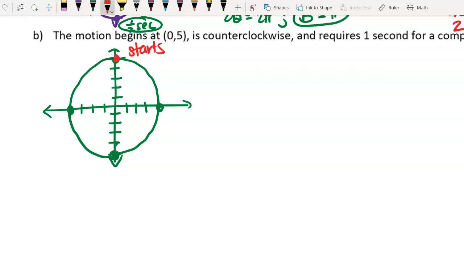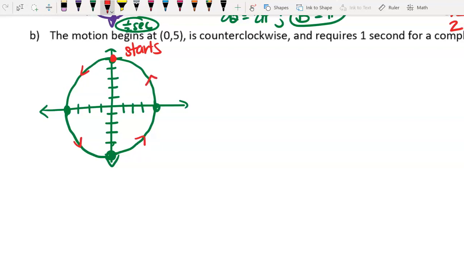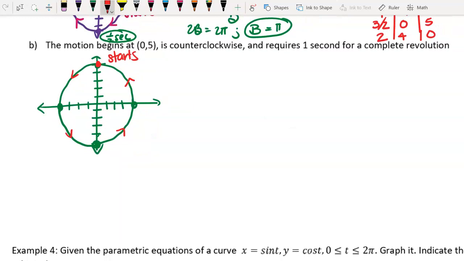Then it says counterclockwise, Allie. So is that to the right or to the left? To the left. Yep, so guys, this object travels this way. Okay. Again, a full revolution, Jordy, takes how long? 1 second. So if you take 1 second, Jordy, how do we find B?